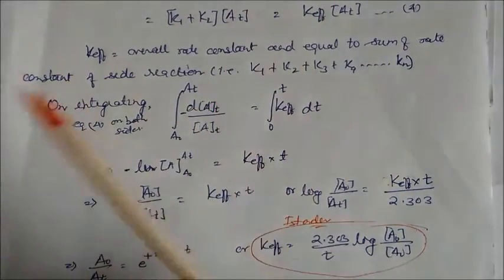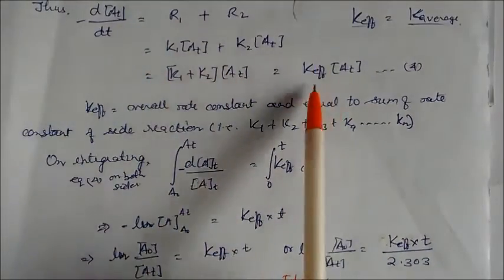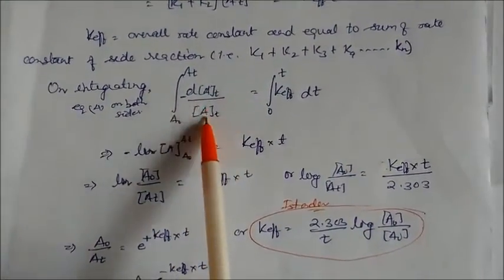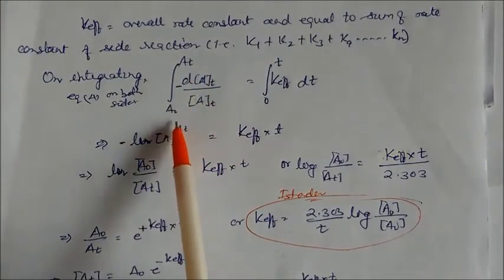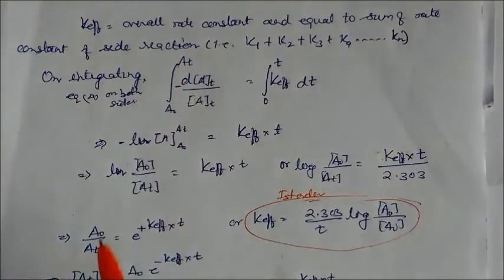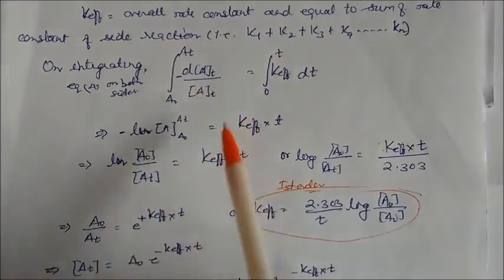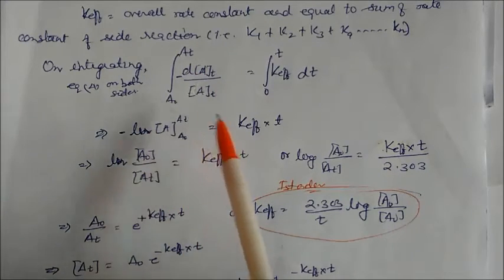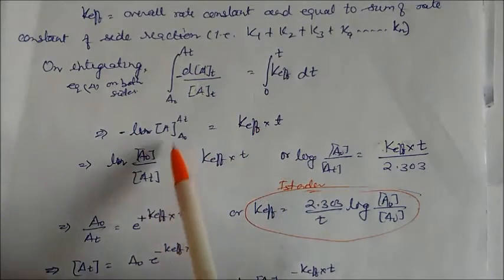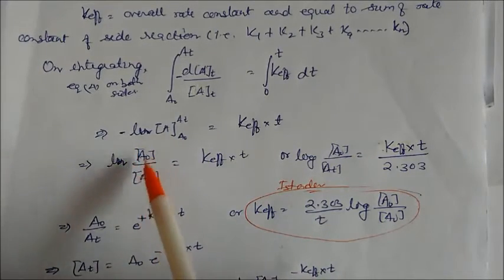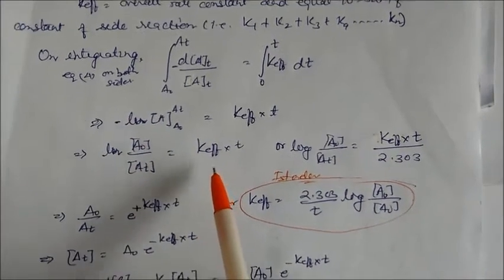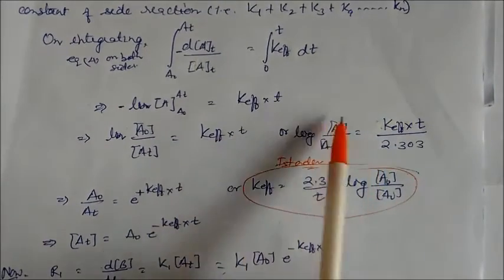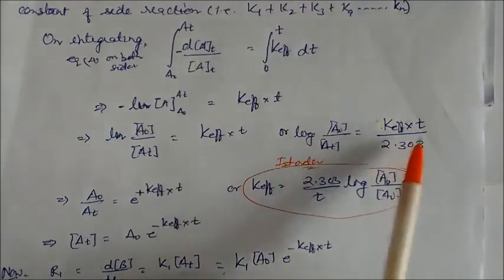Now if you integrate this, -dA/dt equals K effective At. On integrating this equation, you will get dAt by At, and our limit will be A0 to At, and this will be K effective dt from 0 to t. If you solve it, this will come to the natural logarithm of A with limits A0 to At, equal to minus K effective into t. So inverting the sign, you just reverse this one: ln A0 by At equals K effective into t, or log of A0 by At equals K effective t divided by 2.303. This is the natural log, and this is the logarithm based on 10.